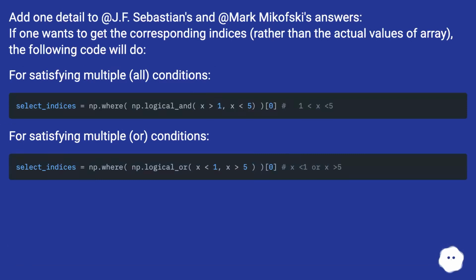Add one detail to J.F. Sebastian's and Mark Mikofski's answers. If one wants to get the corresponding indices, rather than the actual values of the array, the following code will do. For satisfying multiple, all, conditions. For satisfying multiple, or, conditions.